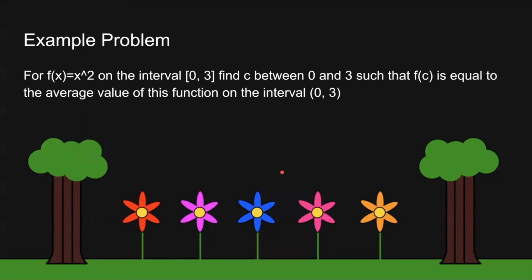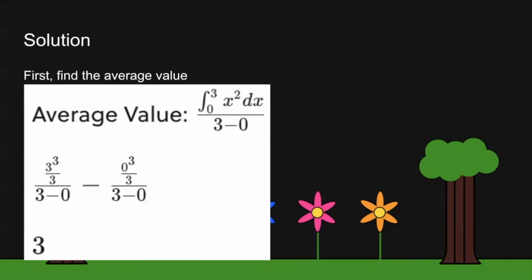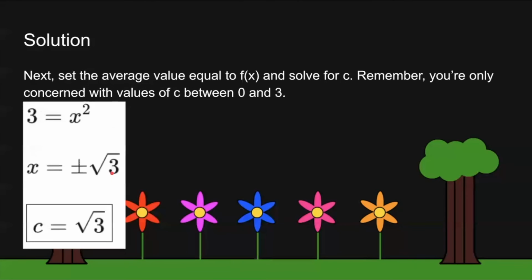All right, here's an example problem. If you want, go ahead and pause and give this problem a try. Here's the answer. So first we find the average value, and so we just plug in the values into the formula. All right, and then you'll get this right over here. So this is just equal to 0. So we're left with 3. So that's the average value of the function in the interval 0, 3.